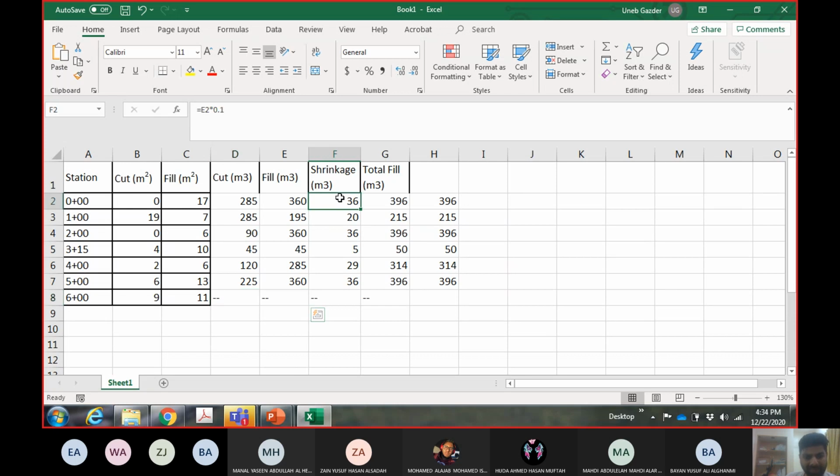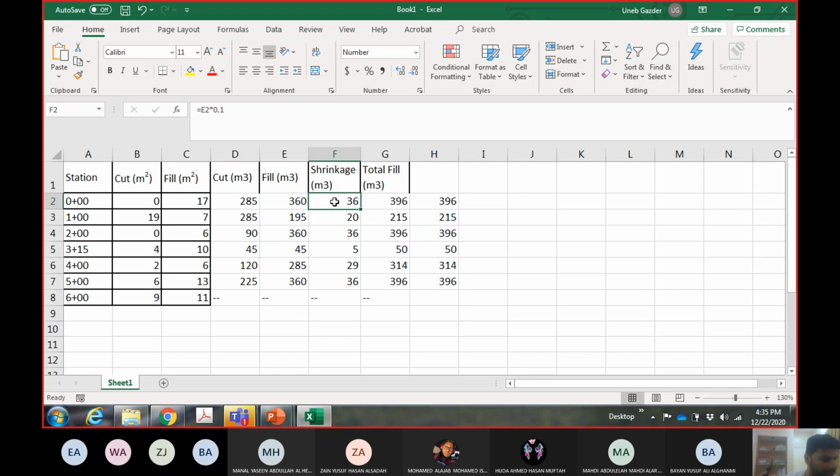Then shrinkage. Some of you tried to calculate shrinkage for cut volume as well, which is wrong. Shrinkage is only for fill volume. You were given different shrinkage values according to your IDs. I will just take the value 10%, just for the sake of explanation. To calculate shrinkage, multiply the fill quantity with the shrinkage value, so fill multiplied by 0.1. All the values in the fill column must be multiplied by 10%. Whatever number you get is the shrinkage quantity, or the extra quantity required for shrinkage.